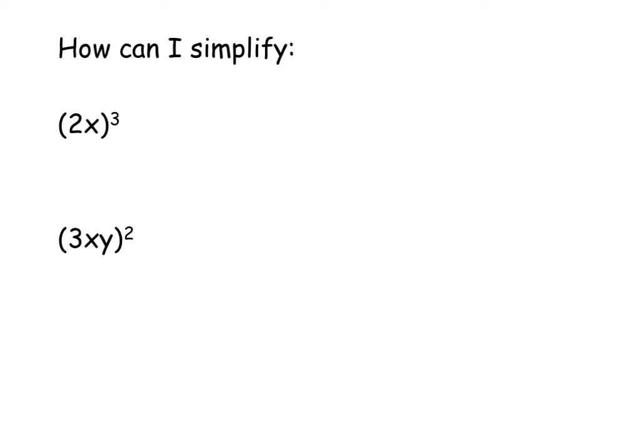In this video, we're going to continue looking at product of power laws, but when they're in a slightly different form. So let's look at these two different examples, and we want to think, how can we simplify these? So we have 2x in parentheses, all raised to the power of 3. So this means that 2x has to be multiplied by itself 3 times. So we can have 2x being multiplied by itself again, 2x being multiplied by itself again, 2x.